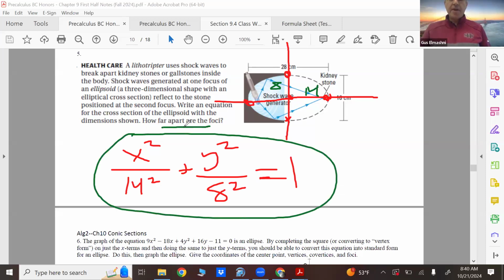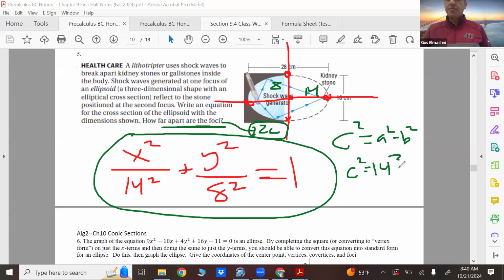And how far apart are the foci? So they want 2c. Remember, c is the distance from the center to either focus. The formula is c squared equals a squared minus b squared. So what's c squared equal, guys?